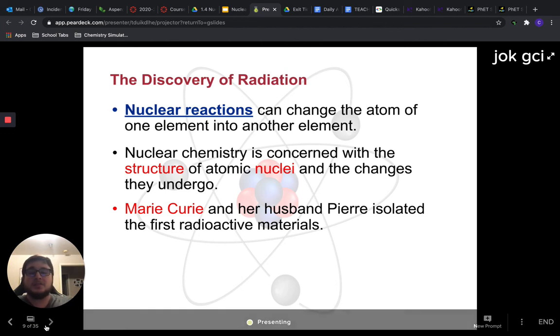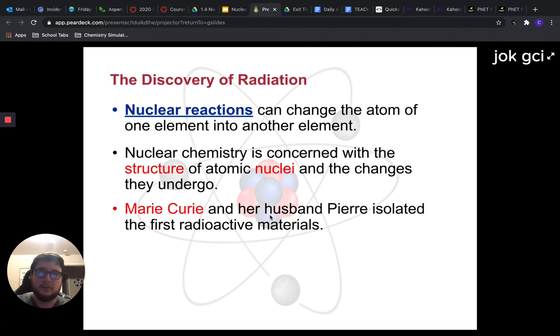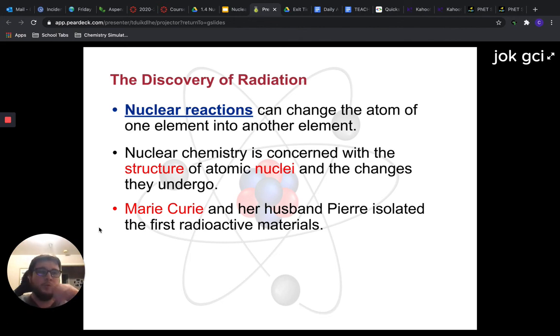And then there's this scientist by the name of Marie Curie. She and her husband Pierre were able to isolate the first radioactive materials. So these are the two people that made the big discovery in terms of radiation and radioactivity. They were able to isolate the first materials that were unstable and would just spontaneously emit radiation.